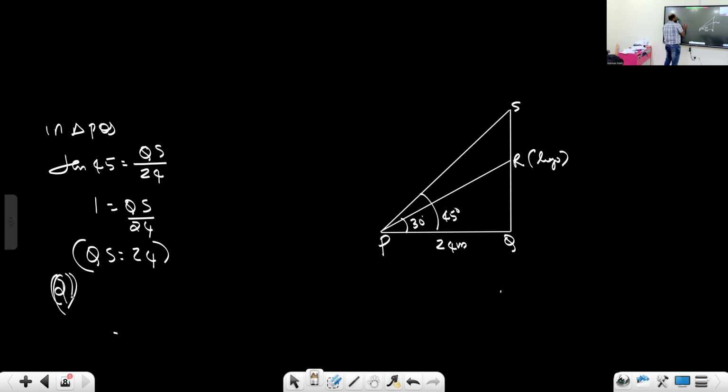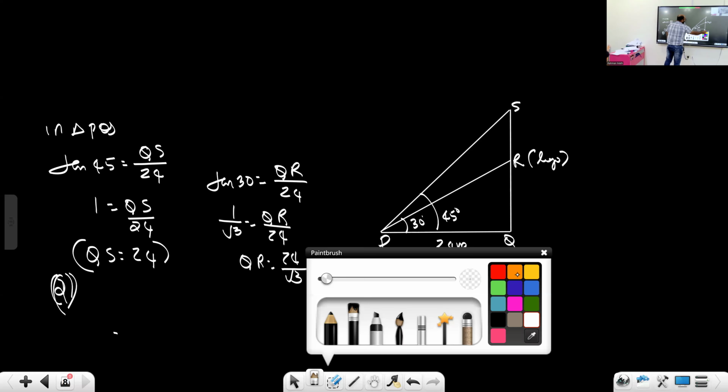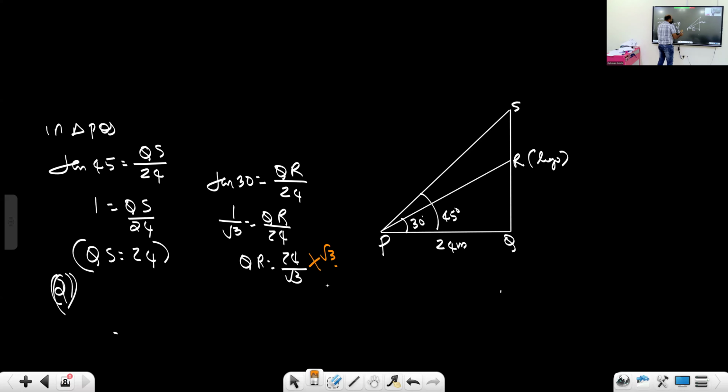In triangle PQR, tan 30 equals QR by 24. What is tan 30? 1 by root 3. So QR by 24 equals 1 by root 3, and QR equals 24 by root 3. What do we have to do? We have to rationalize. Tell me, Rachel, root 3 into root 3 is what? 3. 3 and 24 cut 8. So QR equals 8 root 3.